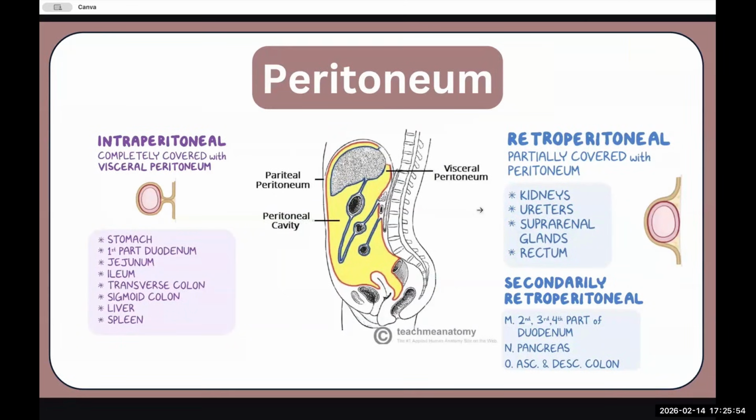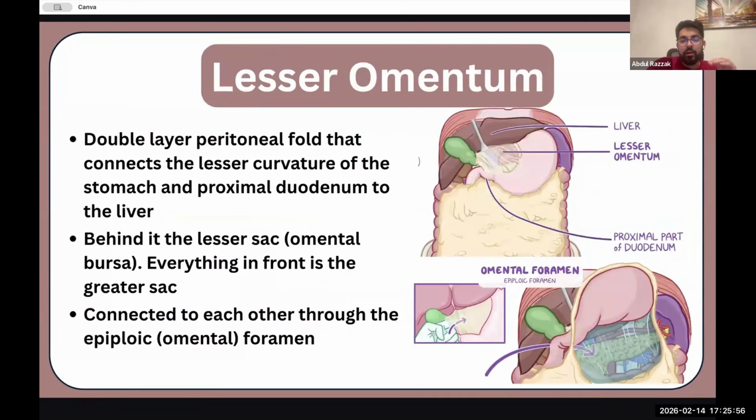The peritoneum itself can fold on itself and form omenta. We have two omenta, the lesser omentum and the greater omentum. Let's start with the lesser omentum. The lesser omentum is basically a double layer peritoneal fold. The peritoneum came here and folded on itself, that connects the lesser curvature of the stomach and the proximal duodenum to the liver. Samhar already explained this. It is basically a connection between the liver and the lesser curvature of the stomach and the proximal duodenum. It consists of two ligaments.